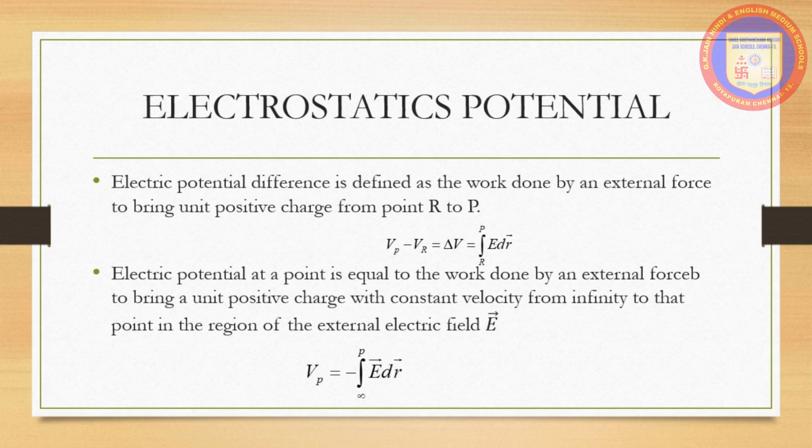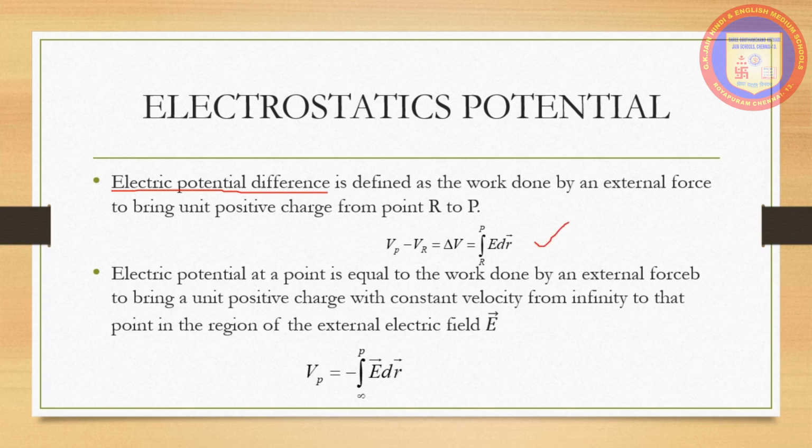Before I go into the electrostatic potential energy, we have to learn about the electric potential difference. It is the work done by an external force to bring a unit positive charge from point R to P. So Vp minus Vr is equal to delta V, which is equal to integral P to R E dr vector.